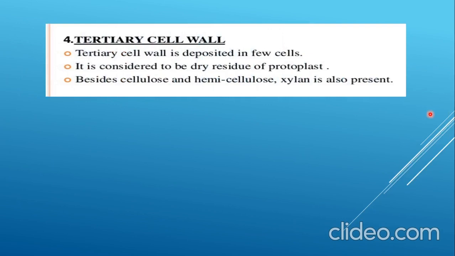Sometimes one more layer is deposited, especially in cells which have aged or matured very highly and need some additional support. Then a tertiary cell wall is also present. It is considered to be the dry residue of protoplast. It will be present internal to the secondary layer.